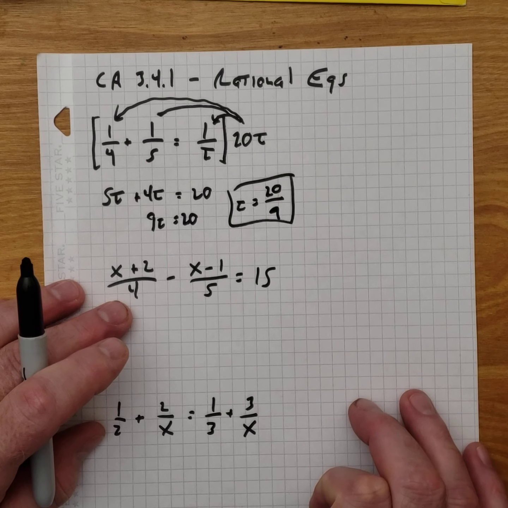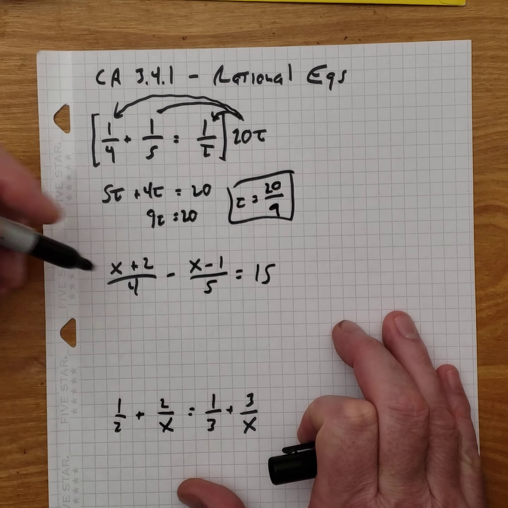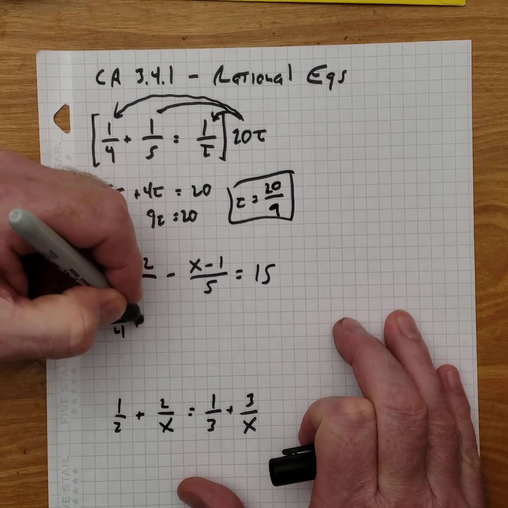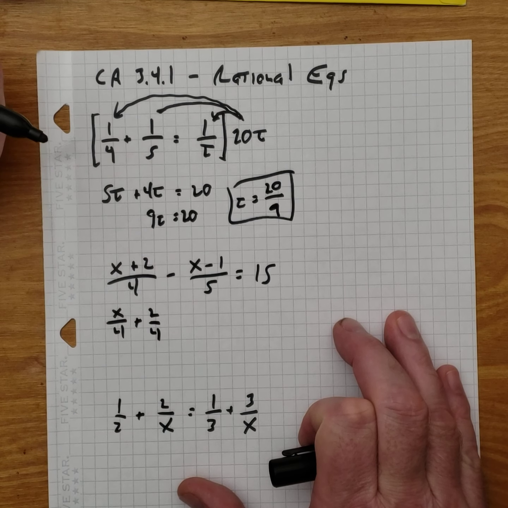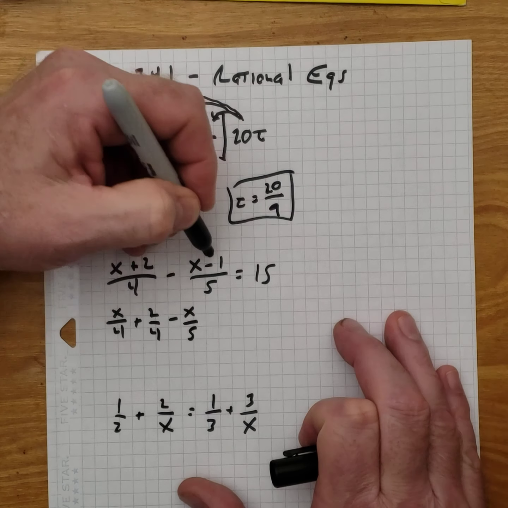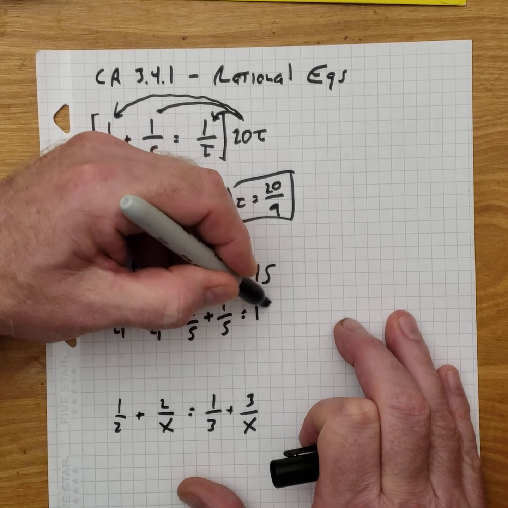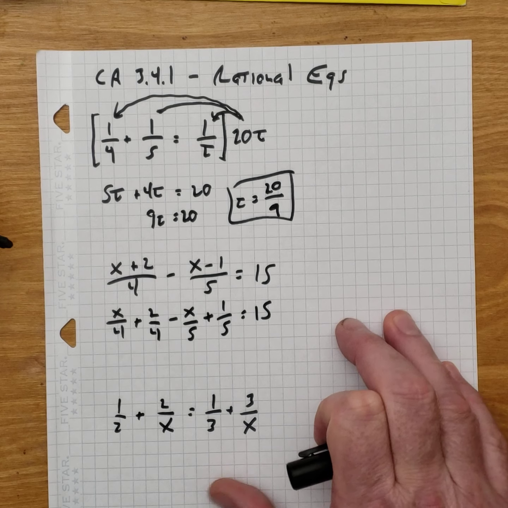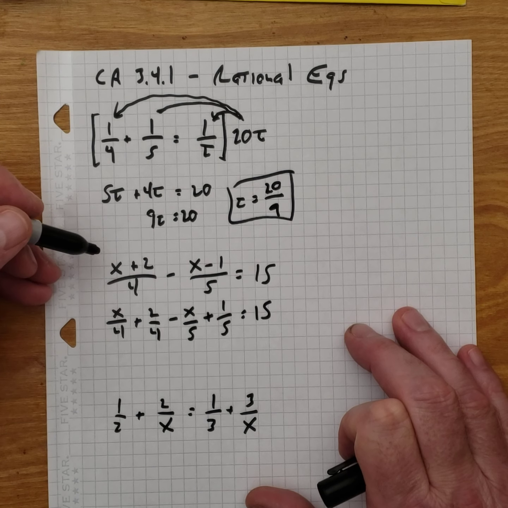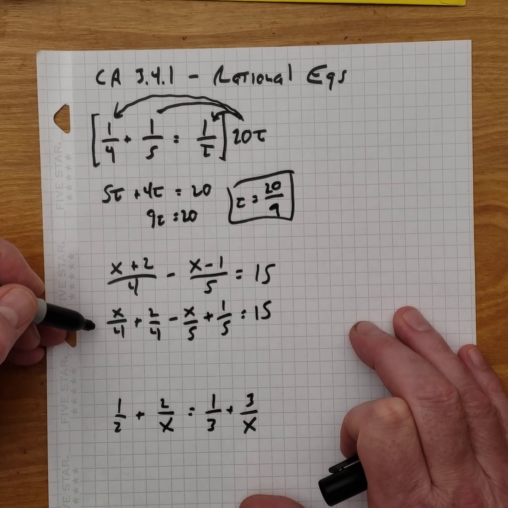This one here, I'm going to add a step to avoid problems, and that step is going to be that I want to write these as their own fractions. x over 4 plus 2 over 4 minus x over 5, and then minus a negative 1 is plus 1 over 5 equals 15. Okay. Many people have trouble when they multiply here remembering to do the distributive property. So if you break it up into simple fractions like this, it becomes a little bit easier.